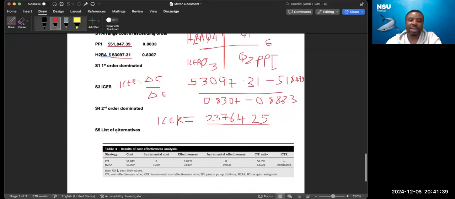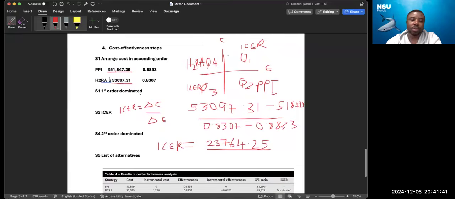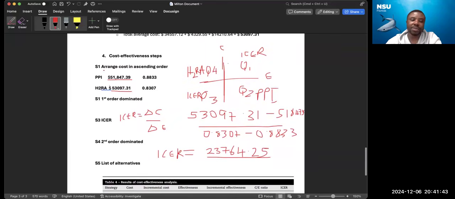So that is the list of alternatives. Remember that in the costing step, there are 5 steps. You arrange in ascending order, and then you determine first order dominated, and then you do the calculation for the ISA. We did second order dominated. For this one, there's no second order dominated, so you don't need to think about it.